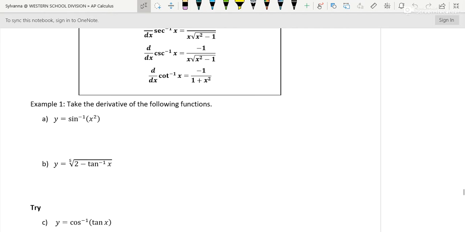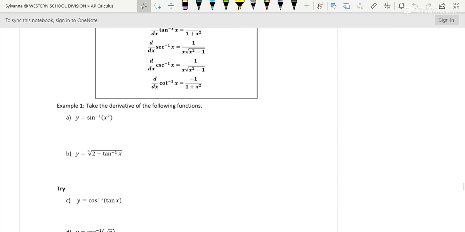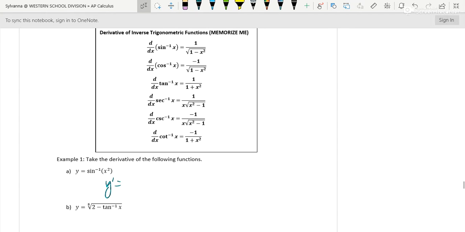So to take the derivative of these, in example 1, we need to use our chain rule, just like before, because we have a function, sine inverse of x squared. So when we take the derivative of this whole function, we need to break it down by taking the derivative of the outside function first. My outside function is sine inverse, and the derivative of sine inverse is 1 over root of 1 minus x squared. Now, we won't write x squared, we're going to write what we see in the bracket, which is x squared squared.